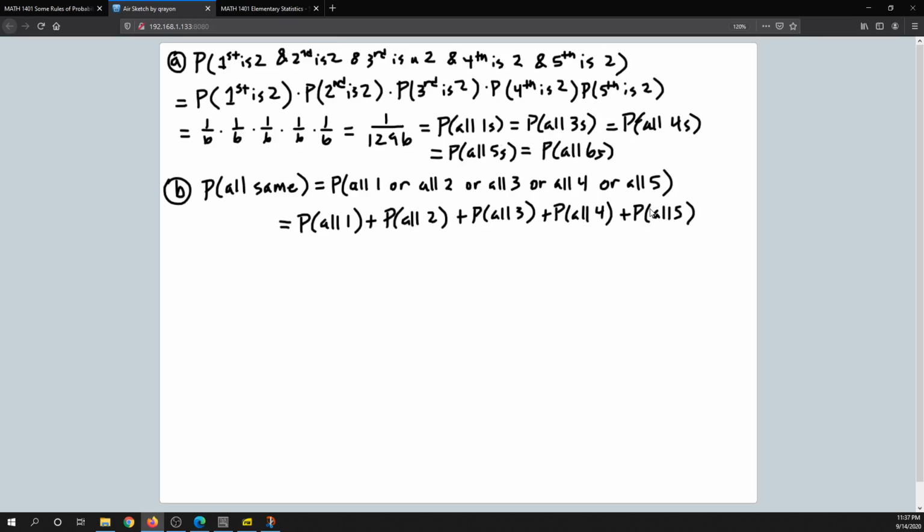Okay, and so we can add those together. So all ones we already talked about is 1 out of 1296. And the probability of all twos, that's what we calculated in part A. All threes, all fours, and all fives. All right, and that comes up to be, all these have the same denominator. So if I add across the top, I get 6 over 1296. Okay. All right, and that is it on this one.